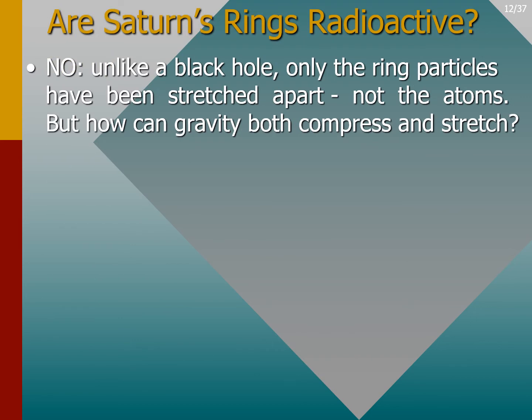Are the rings of Saturn radioactive? After all, they have been stretched apart by the tidal force of gravity. The answer is no. The tidal force around planets is much weaker than at a black hole. Too weak to rip atoms apart, but strong enough to stretch dirt and ice particles apart. So how can the same attracting force that compresses hydrogen in stars also cause the ring stretching around Saturn?